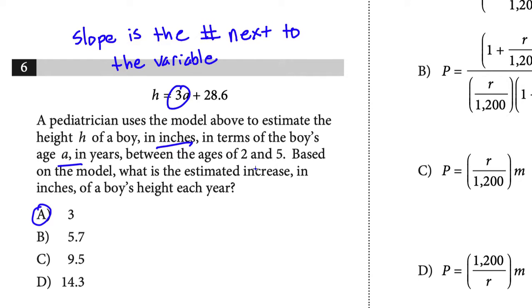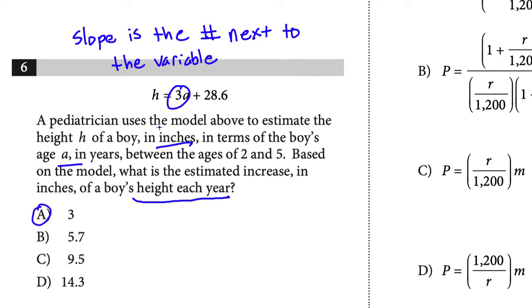Based on the model, what was the estimated increase of the boy's height each year, height in inches each year? Since 3 is being multiplied by A, which is years, this is inches per year. So the correct answer is A, 3 inches per year.